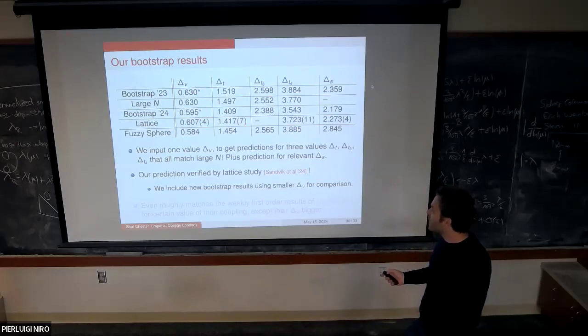So imagine we put in 595 instead of 630. Then as you see, all our values get slightly smaller, so everything changes monotonically. And this is changing in the right direction to match Anders's recent lattice estimate.